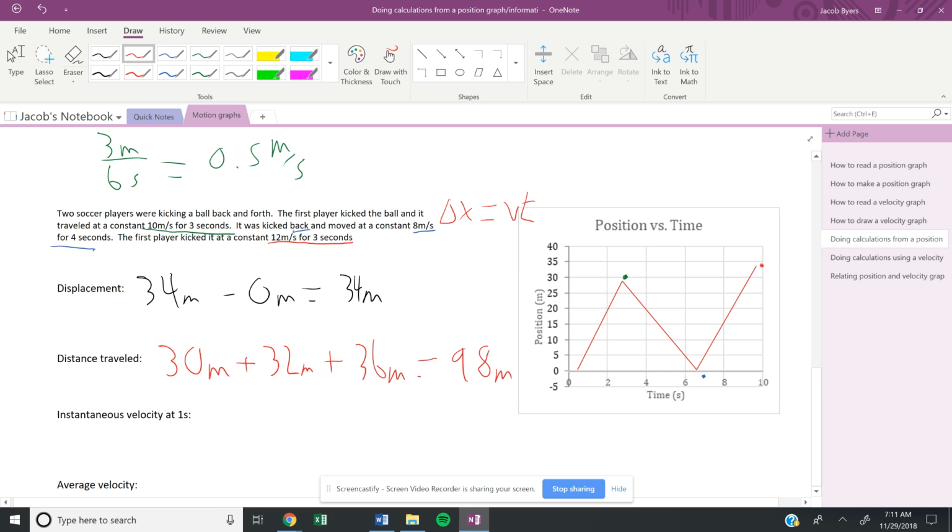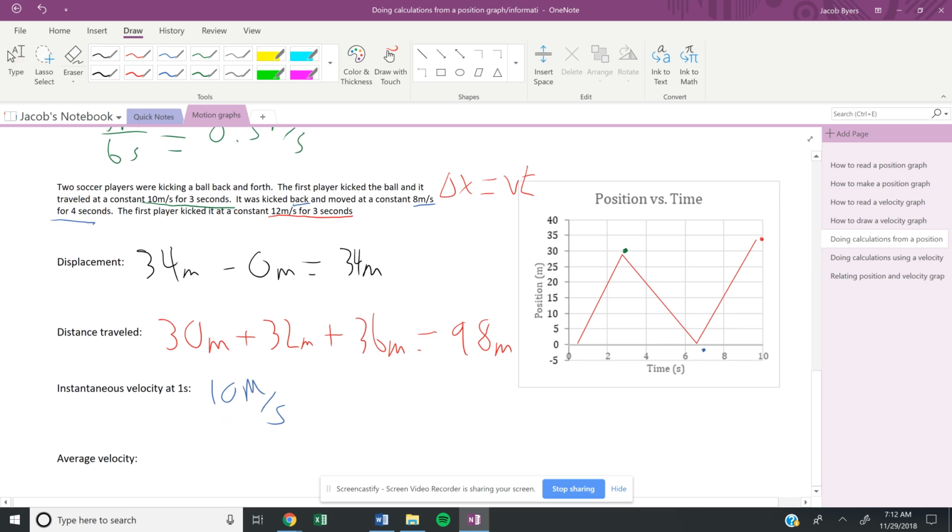So even though we only ended up 34 meters ahead, going forward and back and forward, we ended up moving 98 meters. Instantaneous velocity here is pretty easy to find because it's given to us, right? You just look back at the equation. You can find the slope of your line you made, or you say, hey, wow, at the first 3 seconds, I'm traveling at 10 meters per second.